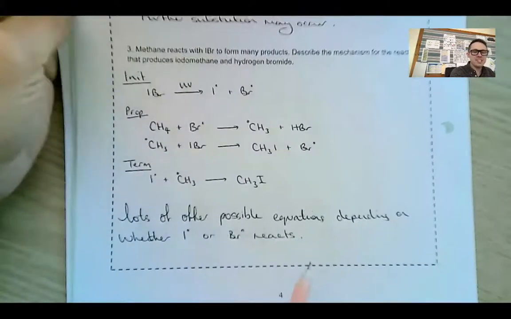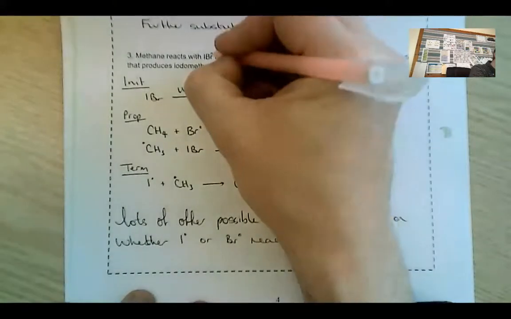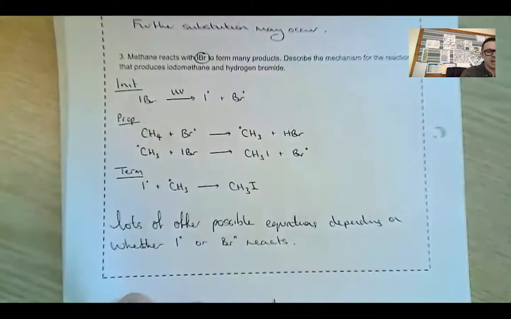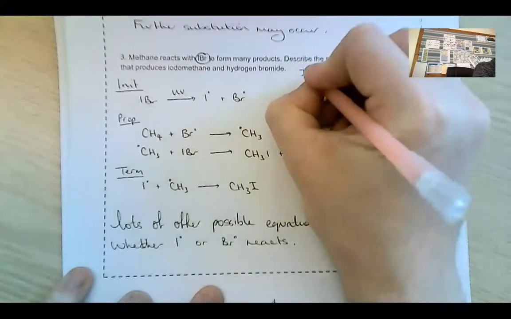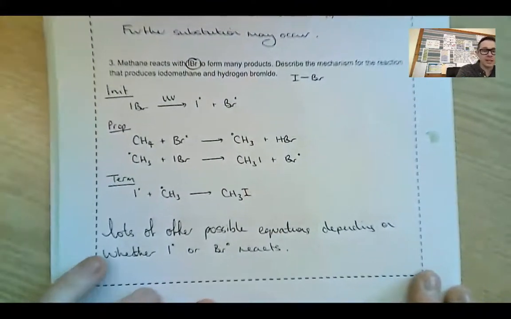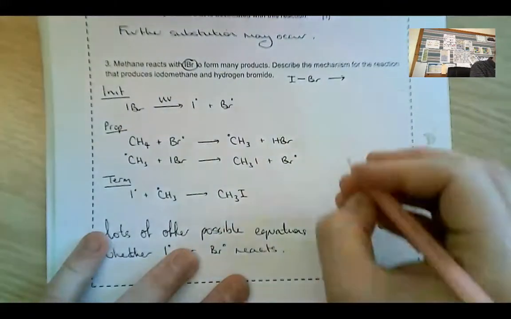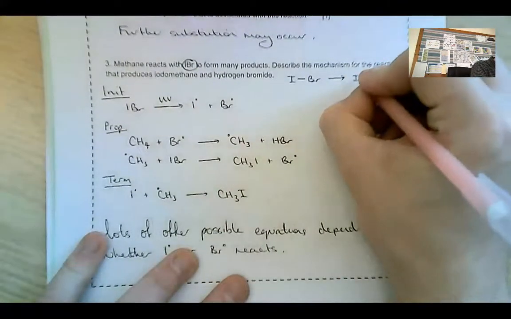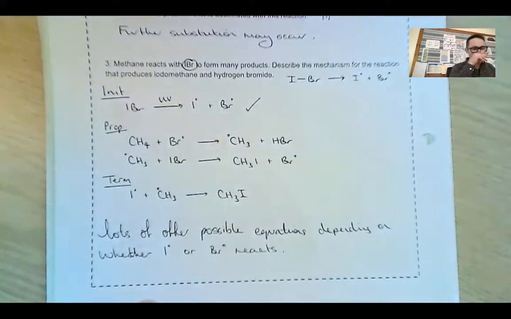Right, number 3, we did actually go through in one of the lessons. Number 3 is a bit of an odd one, because rather than dealing with a diatomic halogen molecule, we're dealing with IBr. Now, IBr, an iodine bonded to a bromine, should still be treated just like a halogen. So if we undergo the initiation step, this is going to split up into an iodine radical and a bromine radical. So that's what this first initiation step is.